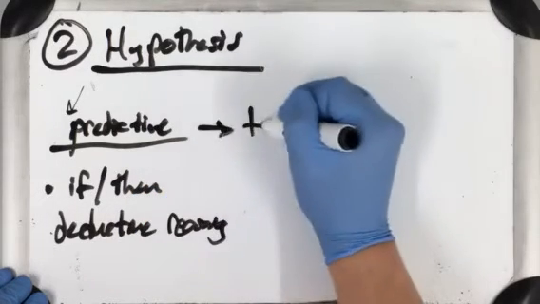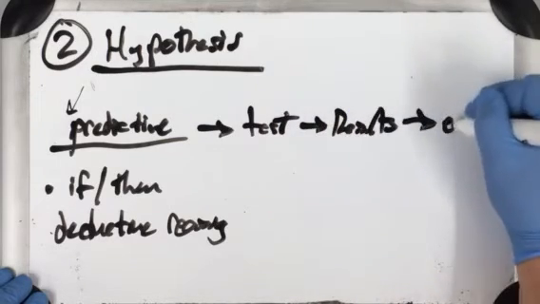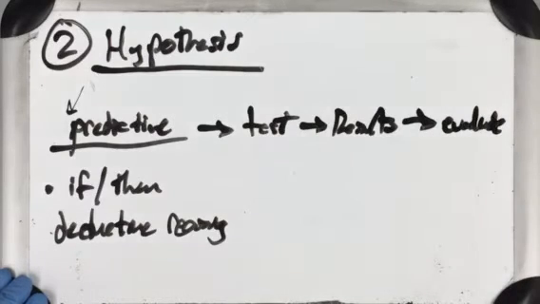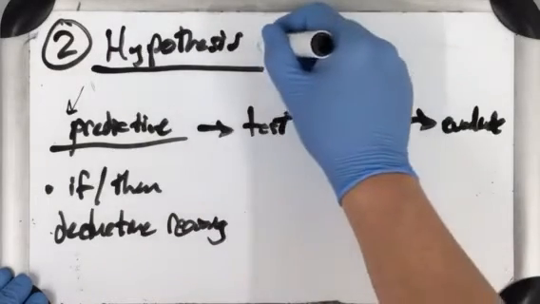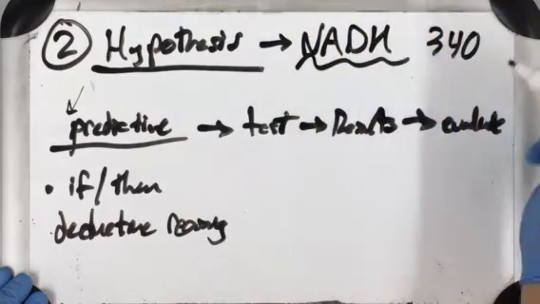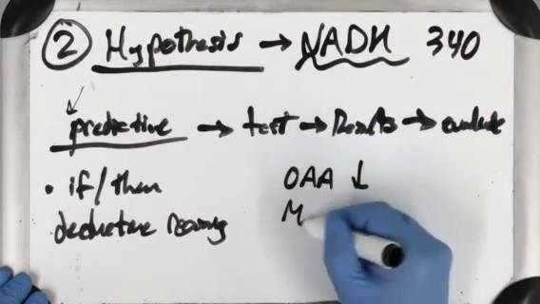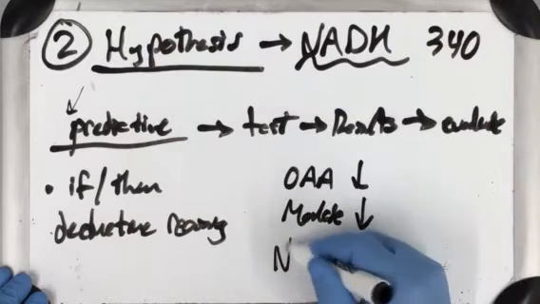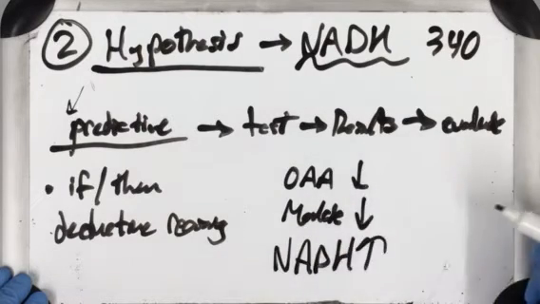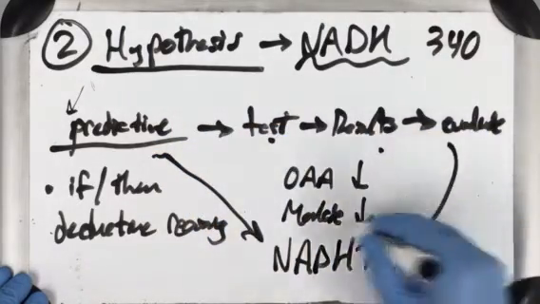So you're making a prediction, you're going to do a test, you're going to look at the results, and then you're going to evaluate those results. One example would be when we tested NADH, malate, and oxaloacetate. Our hypothesis, let's say, was that NADH is going to absorb at 340. We found that oxaloacetate didn't, malate didn't, but NADH did have a large absorbance. So we predicted, we tested it, we got results, and we evaluated: NADH was our one.